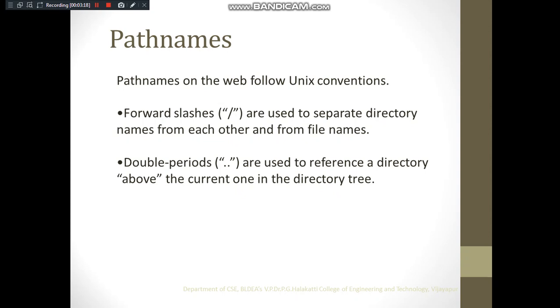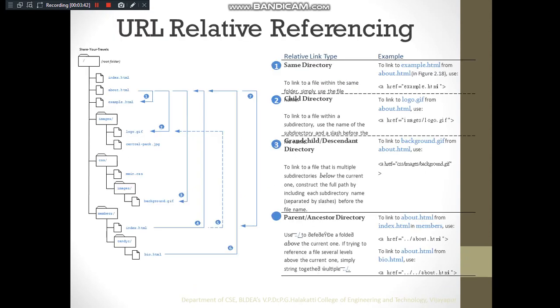And double dots, double periods, are used to reference the directory above the current one. That is what we call the parent directory of the current location. These two are again conventions of Unix itself: front slash for separating the directories in the path of the file names, and double dots to indicate the parent directory. Okay, so let us look into one example here.